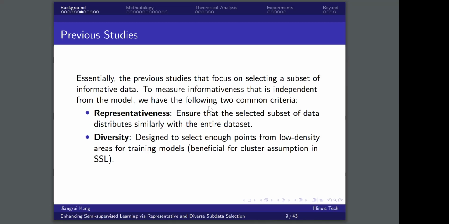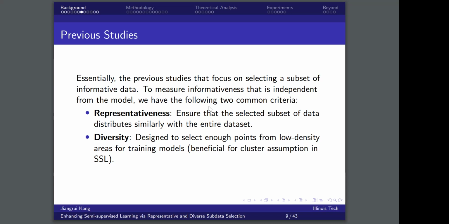Essentially, those previous studies focus on selecting a subset of informative data. And to measure informativeness, we usually use representativeness and diversity. Representativeness is to ensure that the selected subset of data, or subdata, is distributed similarly to the entire data set. And diversity is designed to select enough points from low density areas for training models.